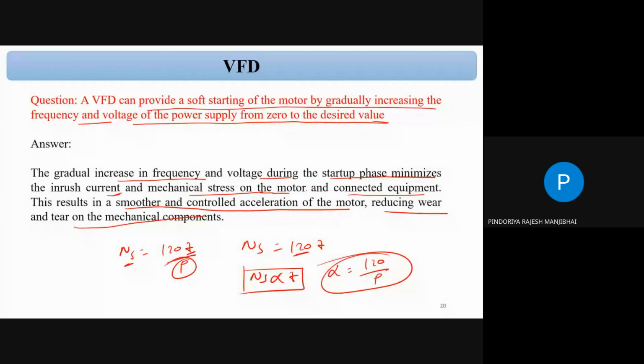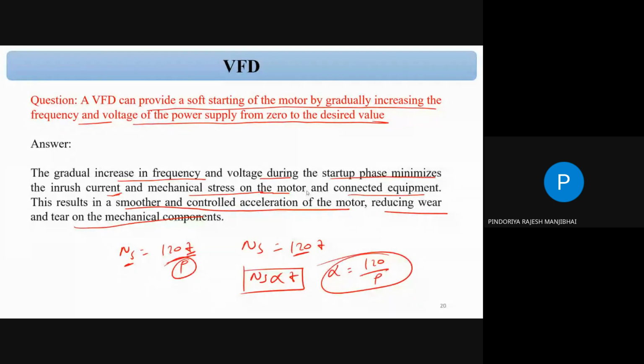Correct? So I got only this statement from every book, as well as from the few research papers I read, and I also searched on the net, but I got only this line. But there is not any mathematical explanation or mathematical justification. But based on my knowledge, I got only that Ns equals 120 F by P. So P is a constant because it is the number of poles. Once the motor is designed, we cannot change the poles, correct? And 120 is also fixed.